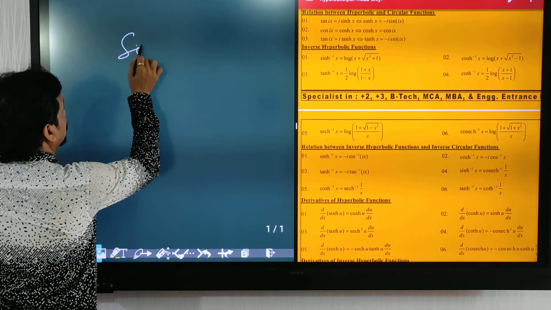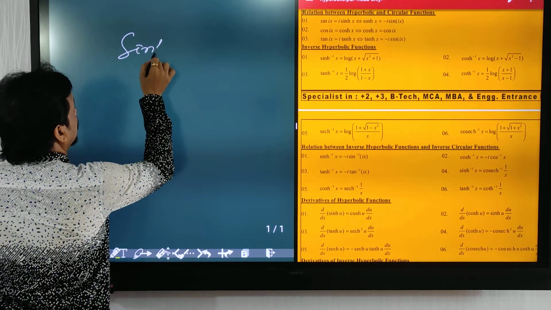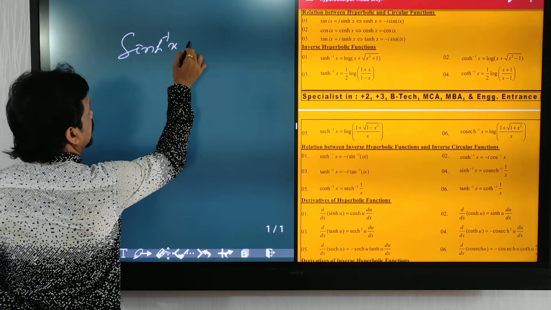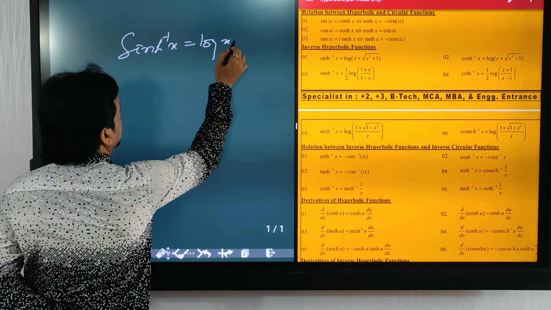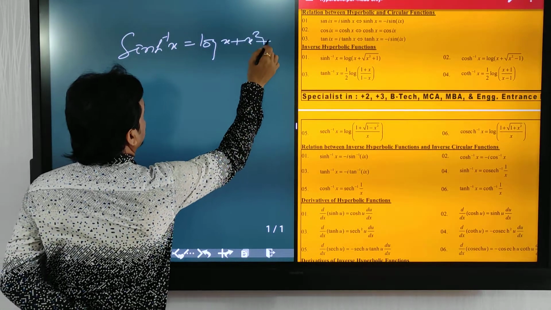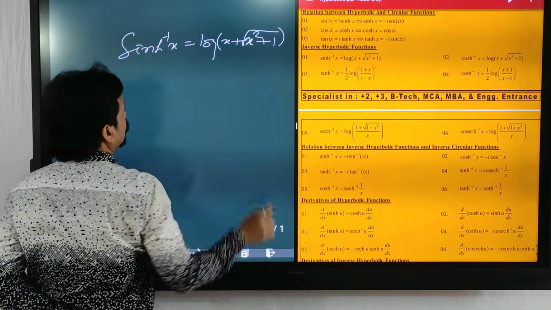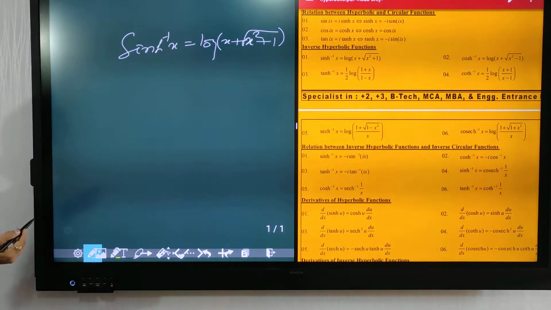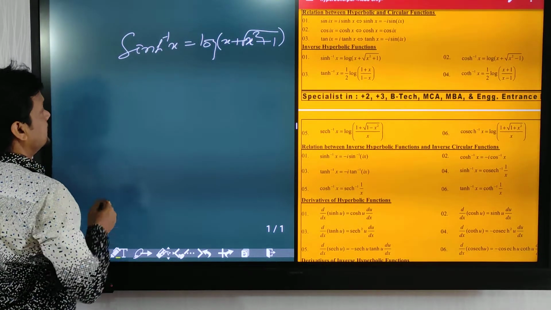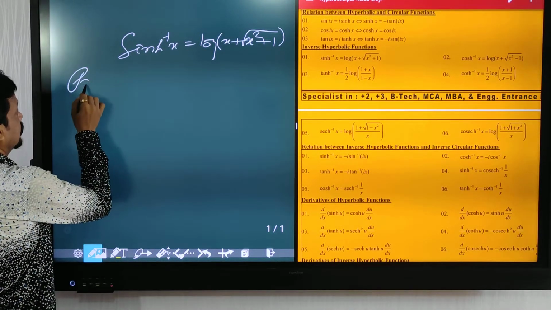I am going to prove sinh inverse x is equal to log of x plus square root of x square plus 1. So how to prove this one? Okay, so let us prove this one.